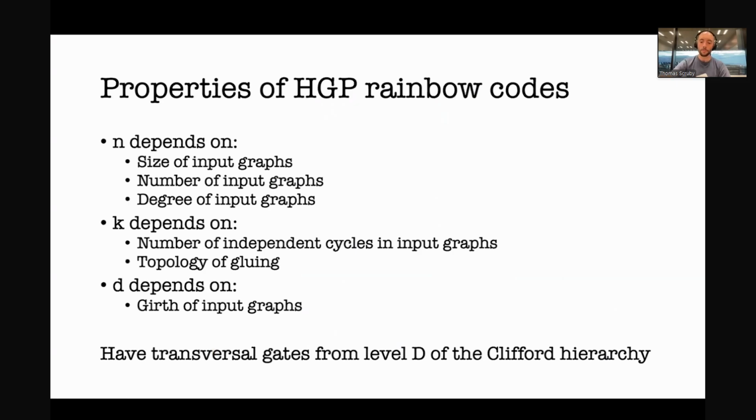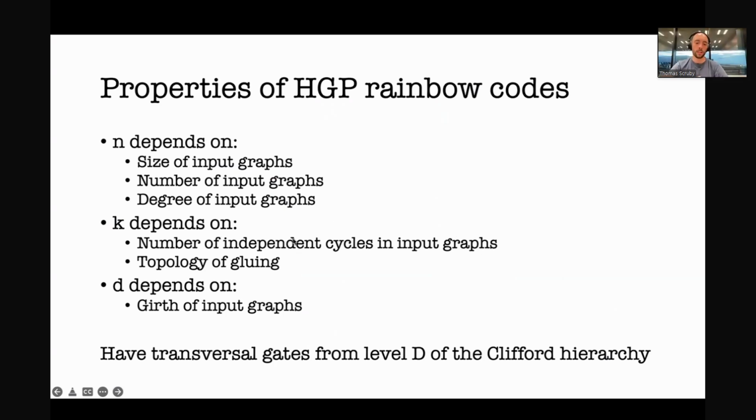Okay. And the codes you're going to get from doing this are going to have properties that look like this. The size of the code is going to depend on how big your input graphs are, how many there are, and what degree they have. The number of encoded qubits is going to depend on the number of independent cycles that you had, as well as on top the topology of the gluing.